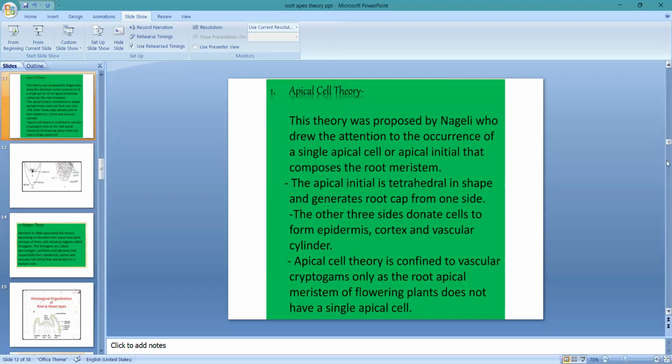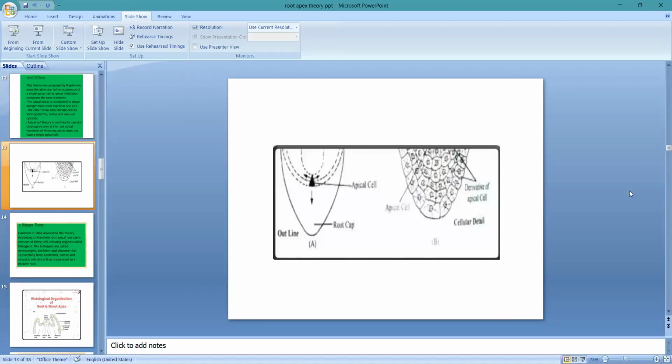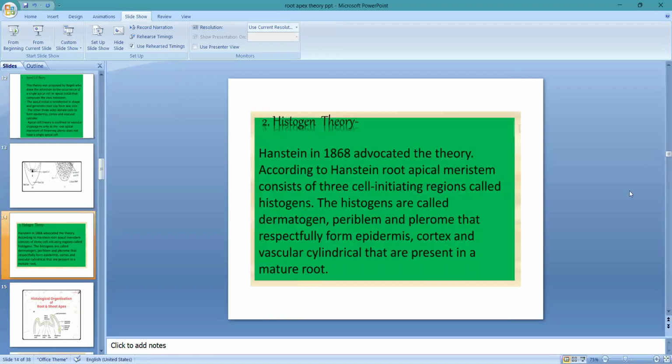Okay, so that is the apical cell theory. Next, coming to the histogen theory. According to this theory, it was put forward by Hanstein. Same in the shoot apex also, Nageli and Hanstein, in the year 1868.